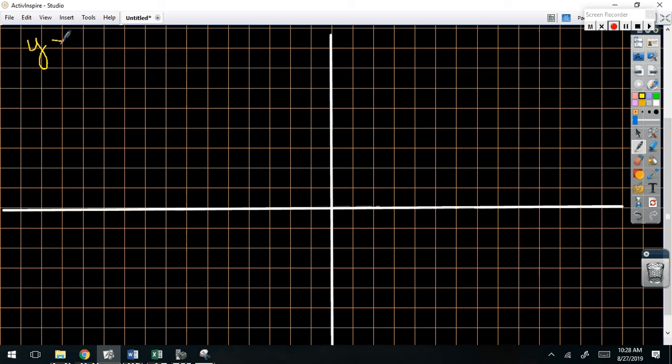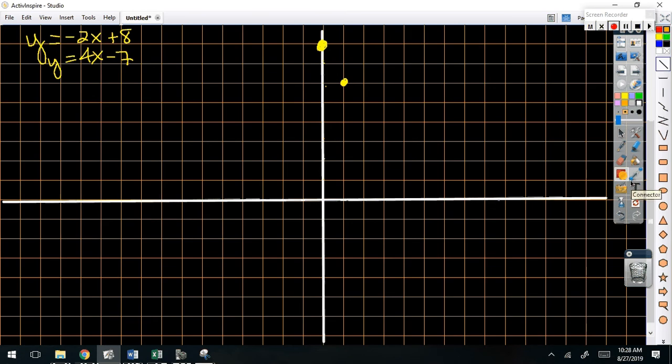What was my first equation? Y equals negative 2x plus 8. And then y equals 4x minus 7. All right, if I can reel you back in, guys. For the first equation, I'm going to go up to 8. 1, 2, 3, 4, 5, 6, 7, 8. And then the slope is negative 2. So down 1, 2, and over 1. Yes? All right, I'm going to connect those, and I'm going to make sure to do a good job about it.